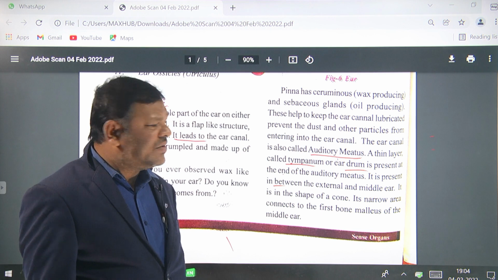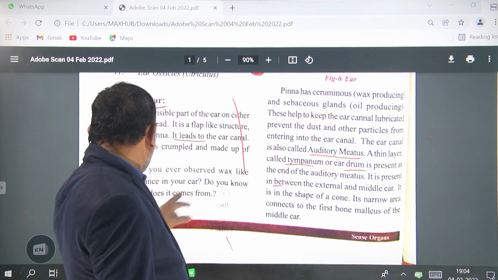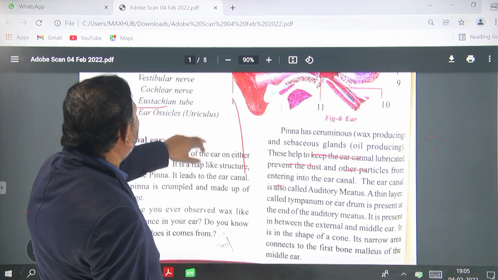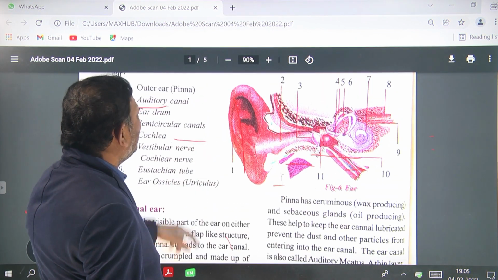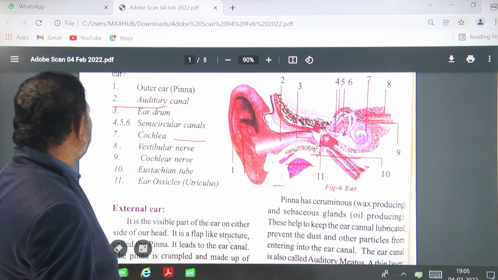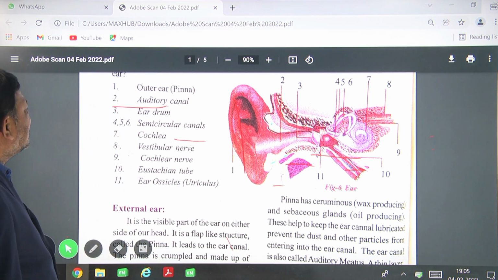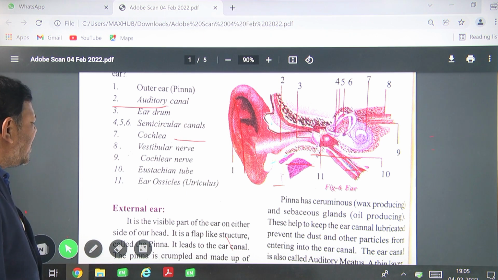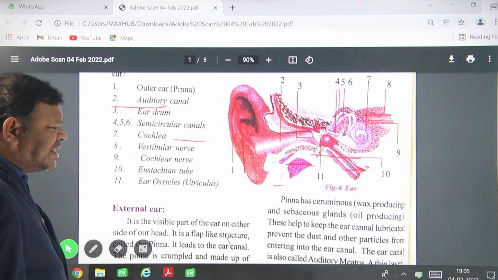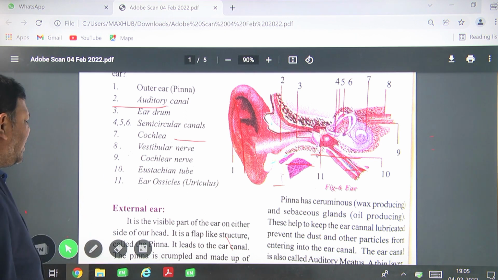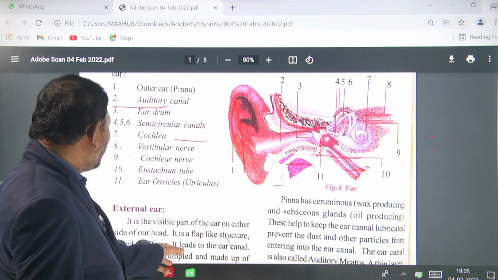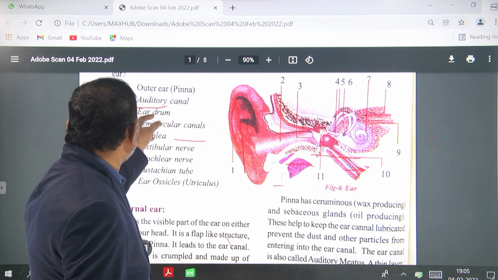The ear is divided into three parts: the external ear, the middle ear and the inner ear. The external ear is also known as the outer ear, or the pinna. This is the visible part, made up of cartilage. This pinna leads to the ear canal, or auditory canal.